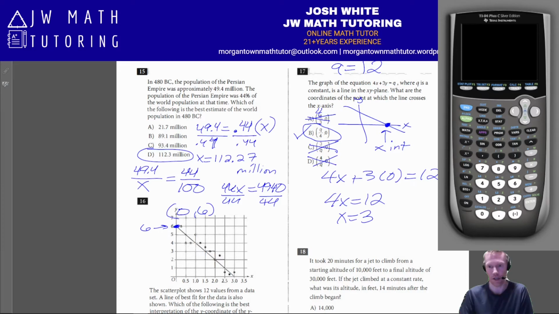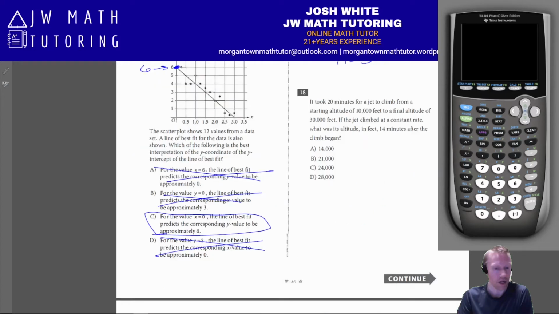All right. Below that, problem number 18. In this one, it's a little confusing, and I'll show why in a second. So you have this jet, it's starting at 10,000 feet, and it climbs to 30,000 feet. And it's a constant rate, which means it's a linear function. They want to know what was its altitude in feet 14 minutes after the climb began.